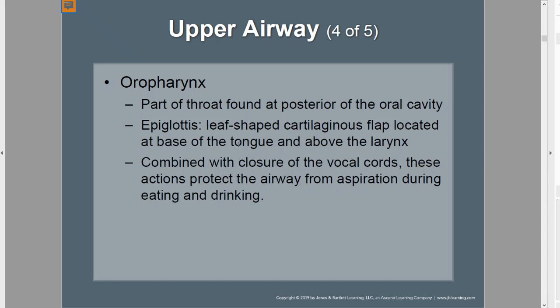It talks about the epiglottis and what it's there for. But it says also, combined with the closure of the vocal cords, they protect the airway from aspiration from eating and drinking. That's important to understand: the epiglottis, what it does, and those vocal cords can spasm. So they close and open if they feel like something foreign is trying to get into the trachea.